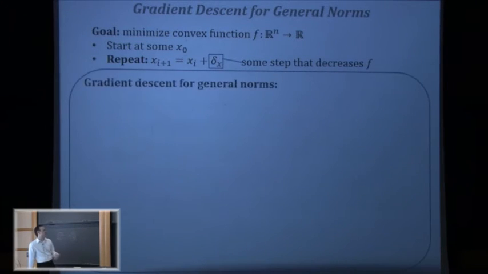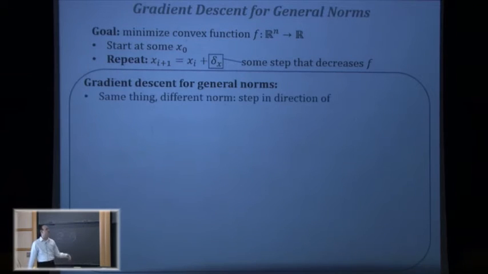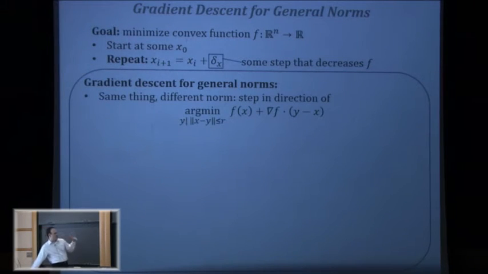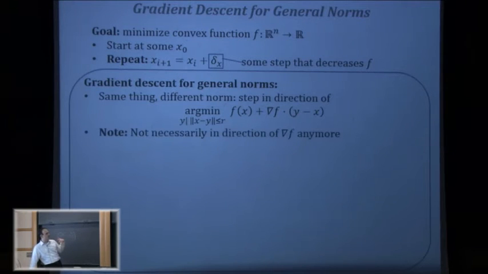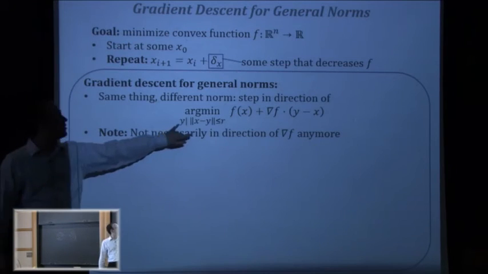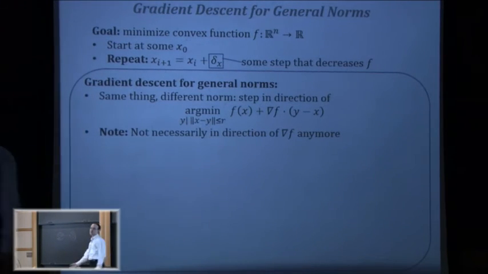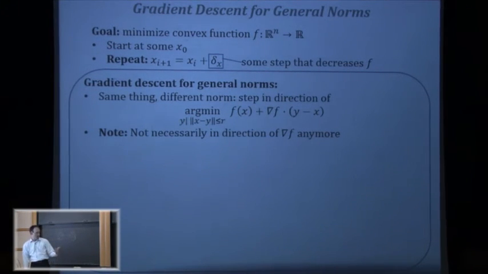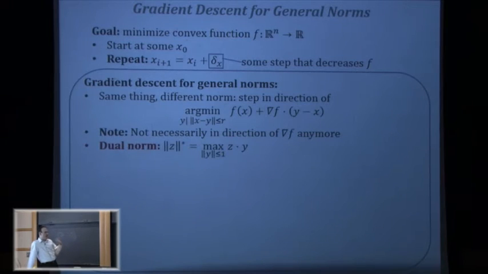OK, so all we're going to do here is gradient descent for general norms. The idea is the same thing, but we're not going to look at an L2 ball. We're going to step in the direction of the thing that minimizes the same quantity, the linear approximation of your function, but we're not going to use the L2 norm. We're going to use some arbitrary norm here. For any norm I put in there, I can do the same thing. Now it's no longer in the direction of the gradient of f, because you could be minimizing over something other than a ball. Let me give a little bit of notation.